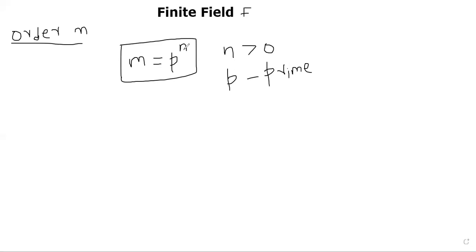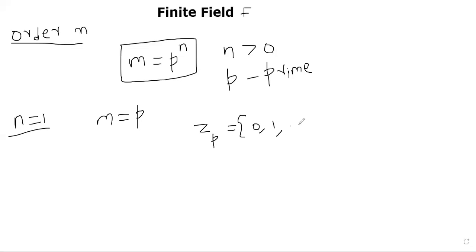Let's take a simple example. Let's take n equal to 1. It's an easy scenario. It means your m is just p. Okay, can we construct a finite field with p elements? The answer is yes. How about Zp, which is the set of all numbers from 0 through p minus 1?